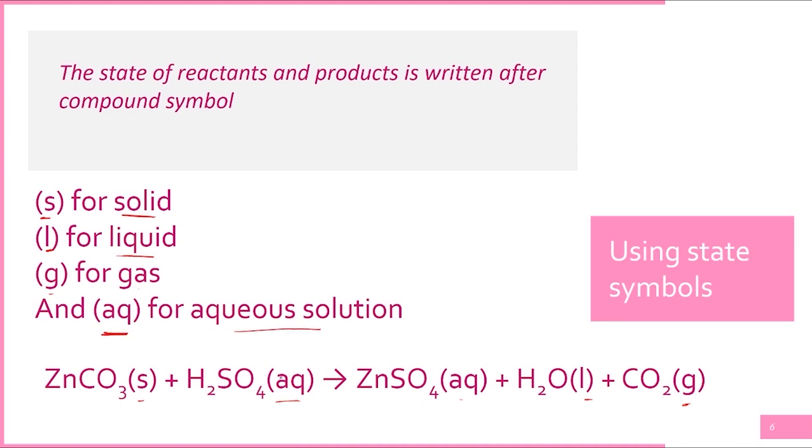For example, here we have the reaction of zinc carbonate with sulfuric acid to give zinc sulfate, water, and carbon dioxide. You can see the zinc carbonate has the S symbol, which indicates that zinc carbonate is solid. Sulfuric acid is an aqueous solution. Zinc sulfate is an aqueous solution as well. Water has the liquid symbol and the carbon dioxide has the gas symbol.